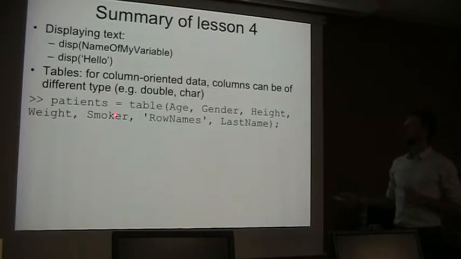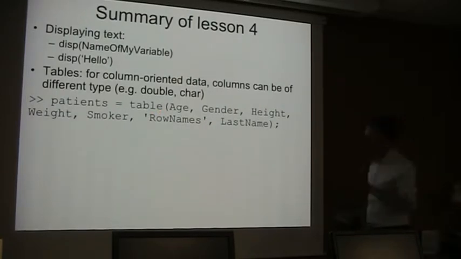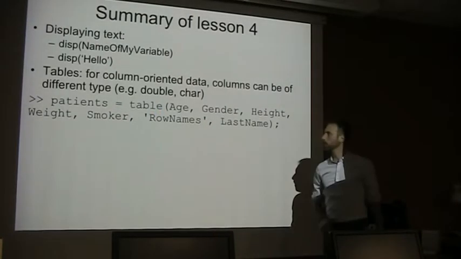Here's an example of how we created the table called patients with this function table, and we put in these variables and row names. These were the last names of the patients we put in as row names.